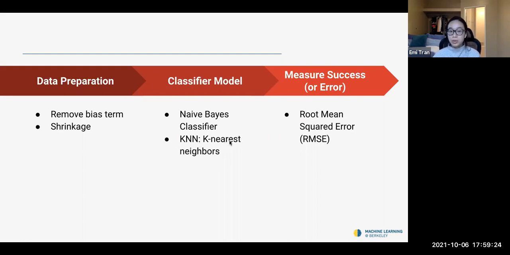The KNN one is the most used classifier, but I'm going to touch on Bayes first to review some of the stuff that we went through in week 2. And then in the end, I'm going to talk about, given all this, you're given the whole data set and you develop this whole model, how do you measure if your model is actually working? Is it successful or not, is there error or not?